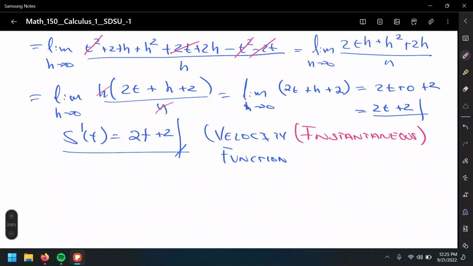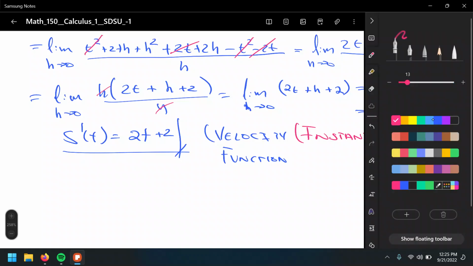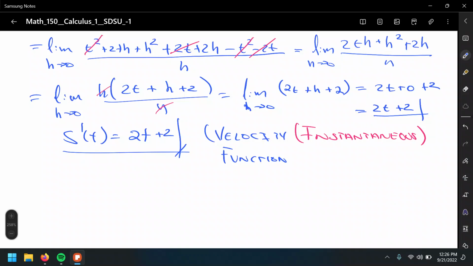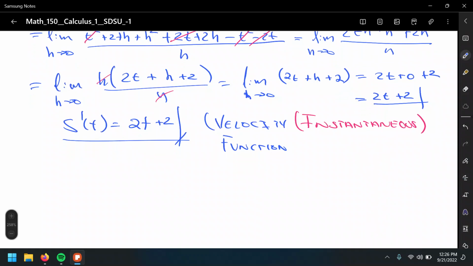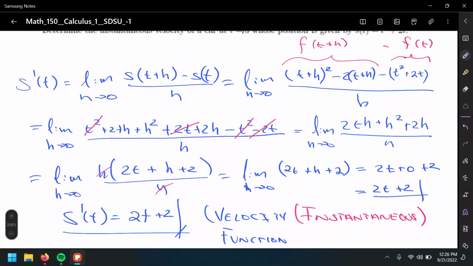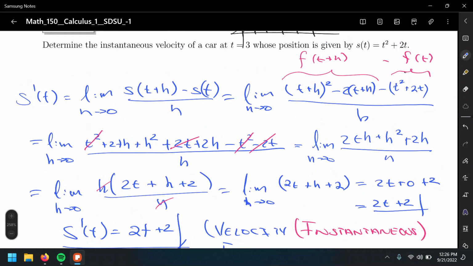So that's the power of the derivative, amongst other things. But the simplest case is the velocity position problem. That's what we start with now. They're asking us to find the velocity of the car at t equals 3.